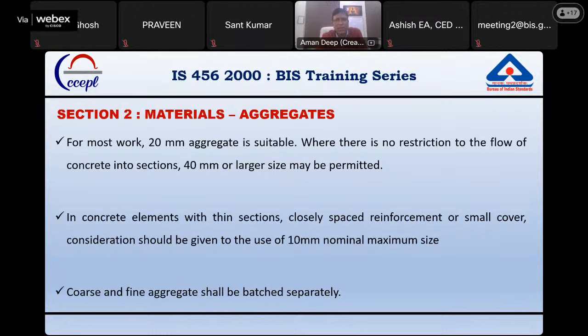Coarse and fine aggregates shall be batched separately. There is a distinction that when we batch the concrete, we have coarse aggregates and fine aggregates. The coarse aggregates are generally the 10 or 20 mm size aggregates, and fine aggregates are basically the coarse sand.